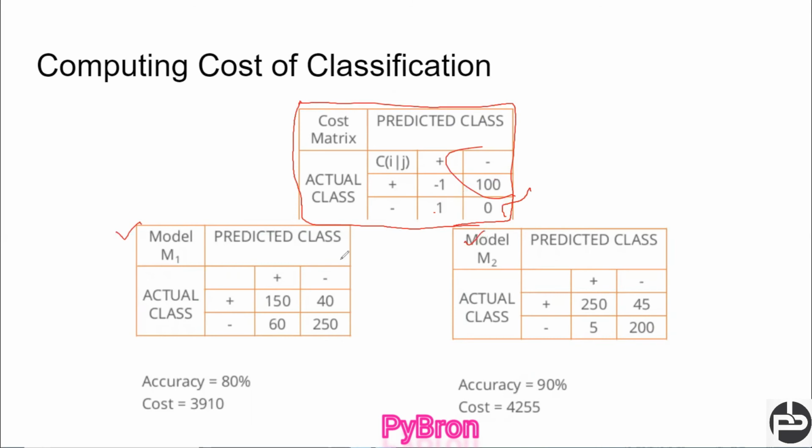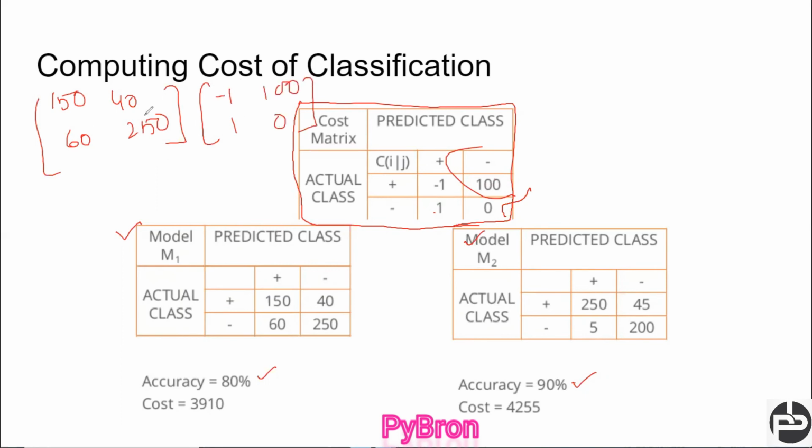How can I say which model is giving the correct output? Because in this case accuracy is 80%, in this case accuracy is 90%. So you will say model 2 is giving the correct output, because its accuracy is 90%, right? But is it actually correct or not? So in order to check, we are going to apply the cost matrix. If you know how matrix multiplication happens, then we can do this: 40, 150, 40, 60, 250. And similarly here: -1, 100, 1, 0.